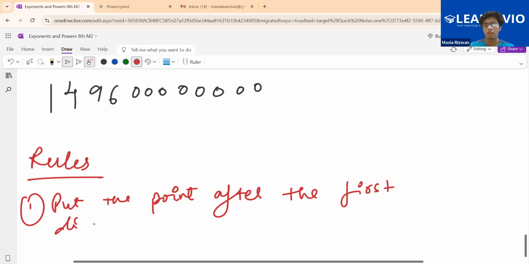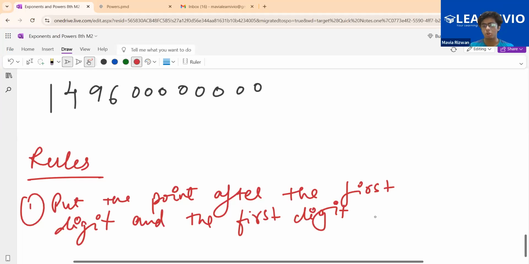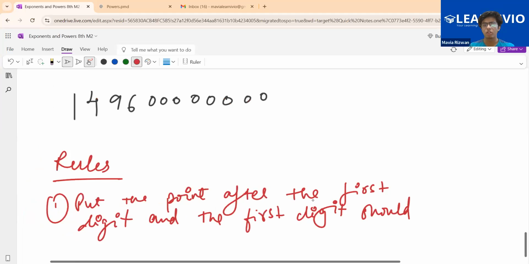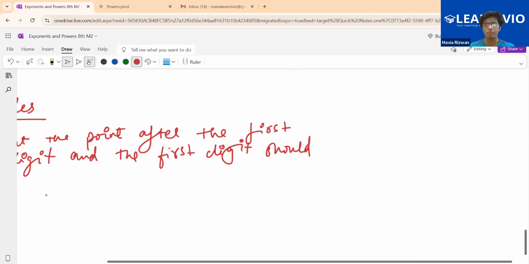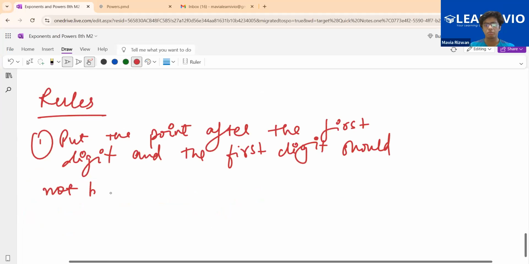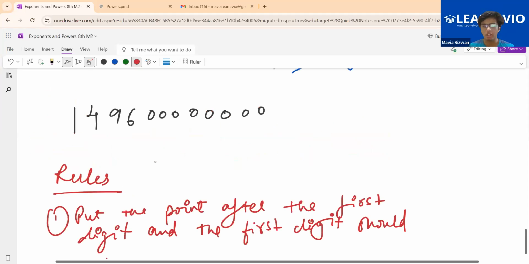and the first digit should not be zero. Okay, now put the point after the first digit, and the first digit should not be zero. This is very important. Now here I can see the first digit is 1, so I'll put the point after it.